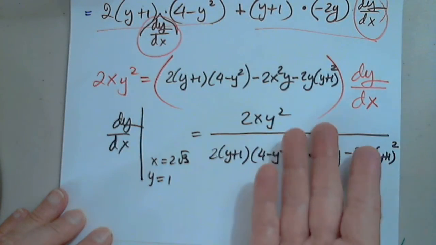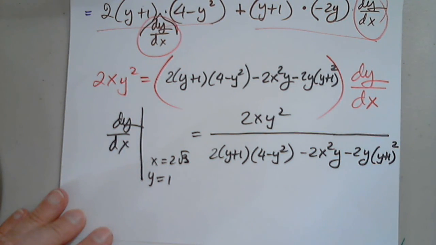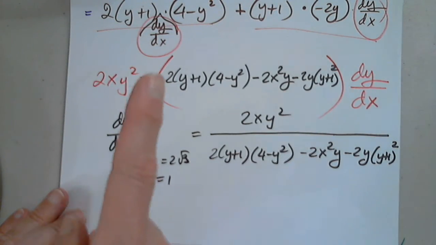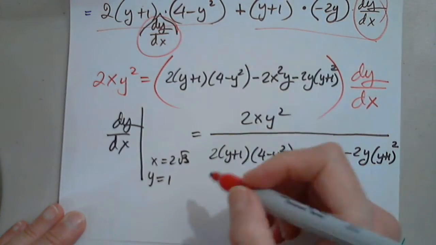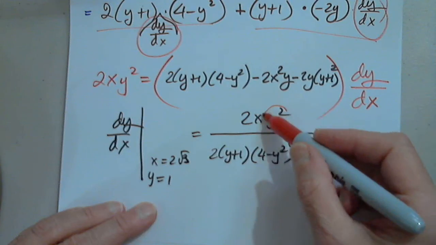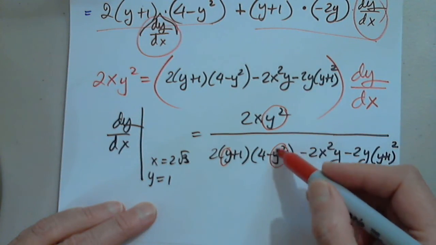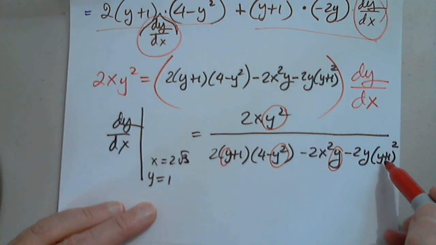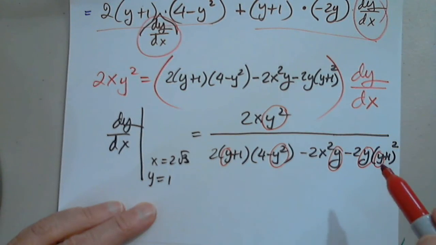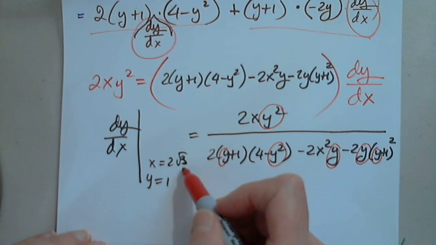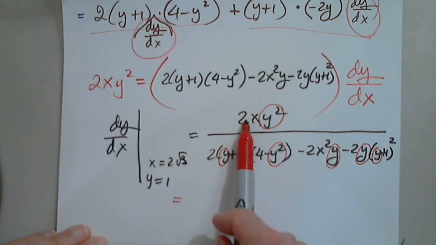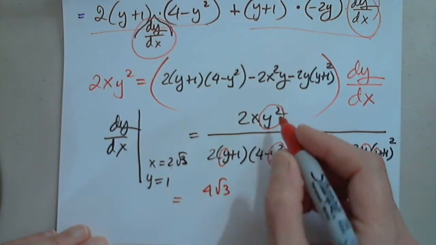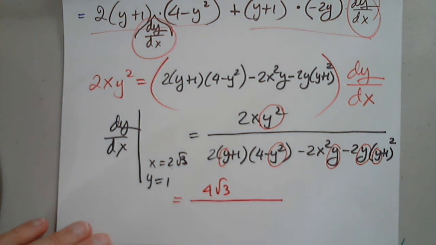But the question is not find dy over dx. No. The question is basically find the value of dy over dx and plug it in. Okay, so y is 1. So this is 1, this is 1, this is 1, this is 1, this is 1, and this is 1. And this is ugly, the square root of 3. So the numerator will be 2 times 2, so it's 4 square root of 3. And this is 1. The numerator is finished.